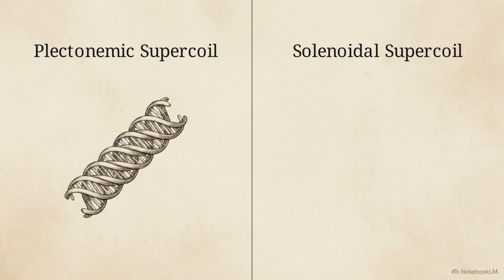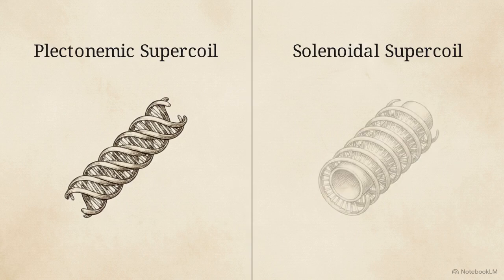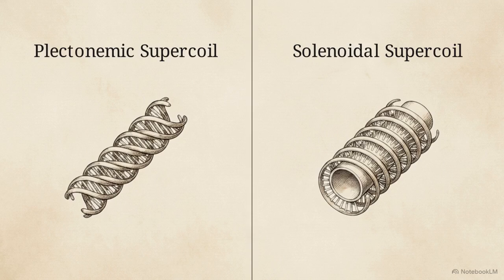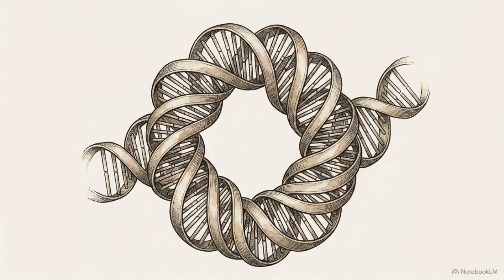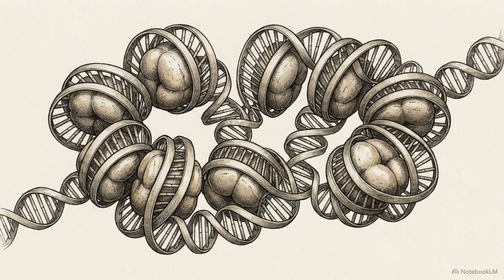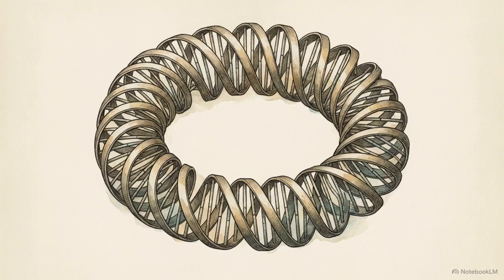On the left, it twists upon itself like an old telephone cord, creating plectonemic supercoils. On the right, it wraps around a central axis to form spring-like solenoidal supercoils. Plectonemic supercoils are the only stable form found in naked DNA. Solenoidal supercoils, however, dictate the specific geometry of DNA when it wraps around biological nucleosomes. Supercoiling is never a random tangle. It is the strict mathematical reaction of a fixed linking number yielding to torsional stress.